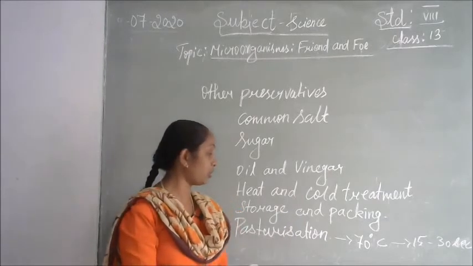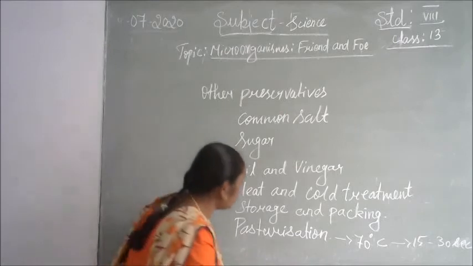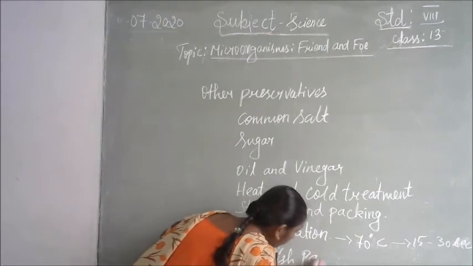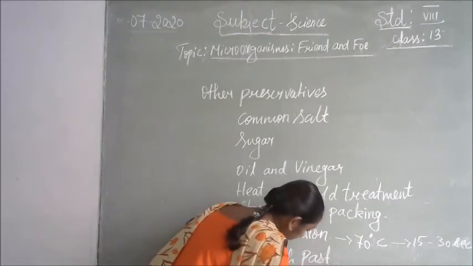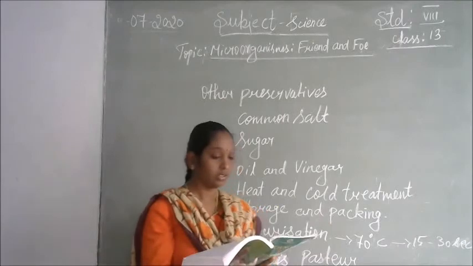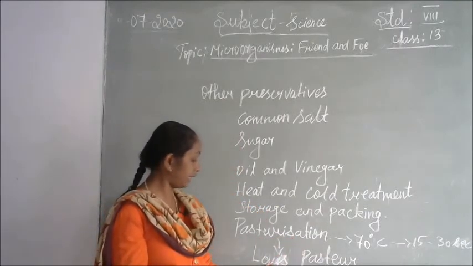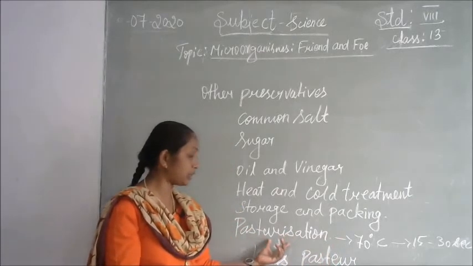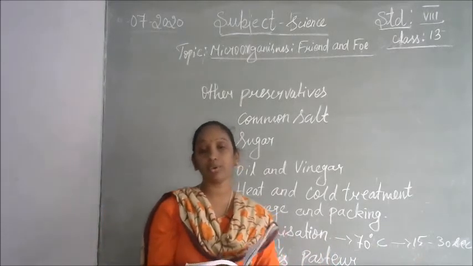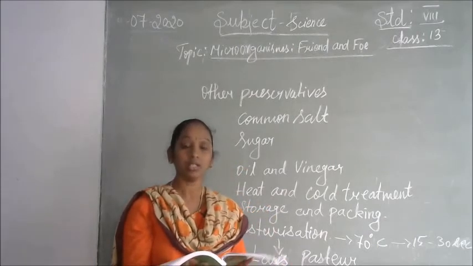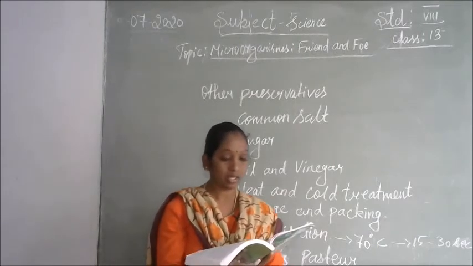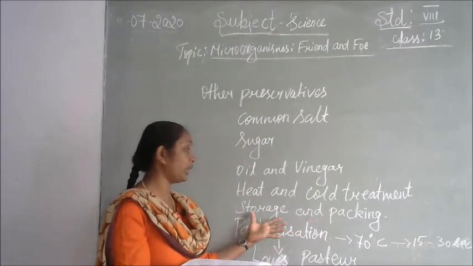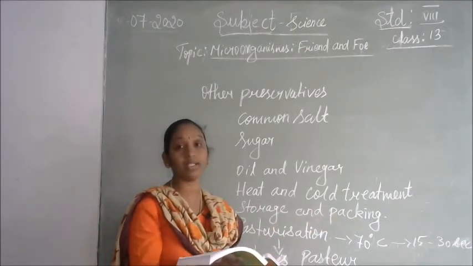This process was invented by the scientist Louis Pasteur, and that is why it is named pasteurization. This process is very important to prevent microbes from entering milk and milk products. And then next is the storage and packaging of food items. How to store and how to package is also important as a preventive method.